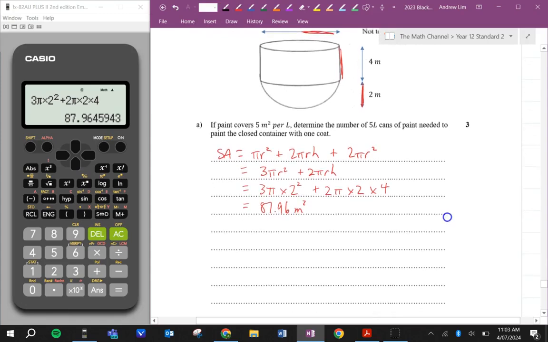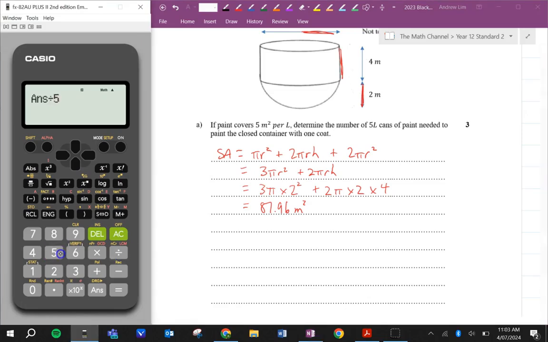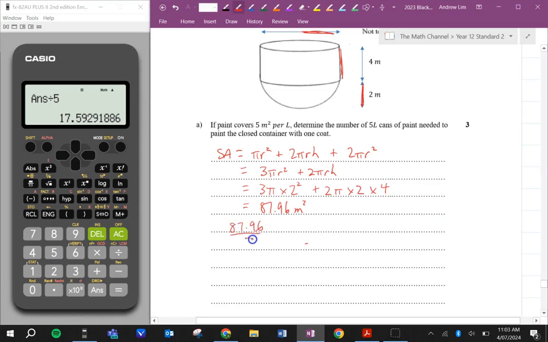So if paint covers 5 square meters per liter, I'm going to divide this by 5. So 87.96 divided by 5 is equal to 17.59 liters of paint required.